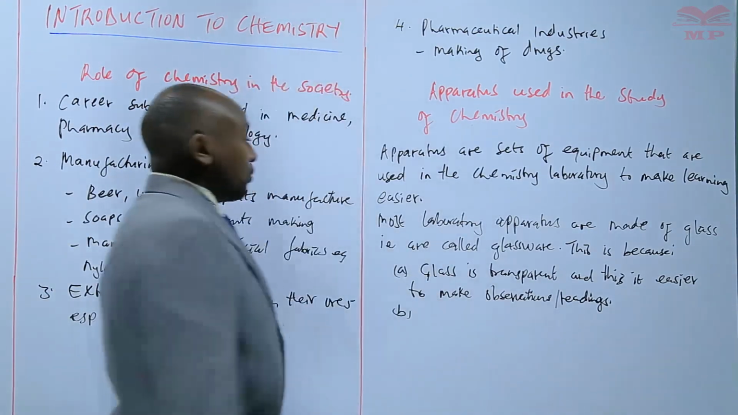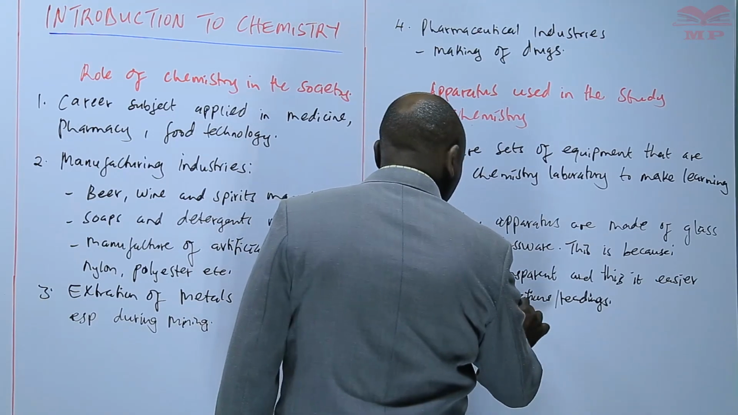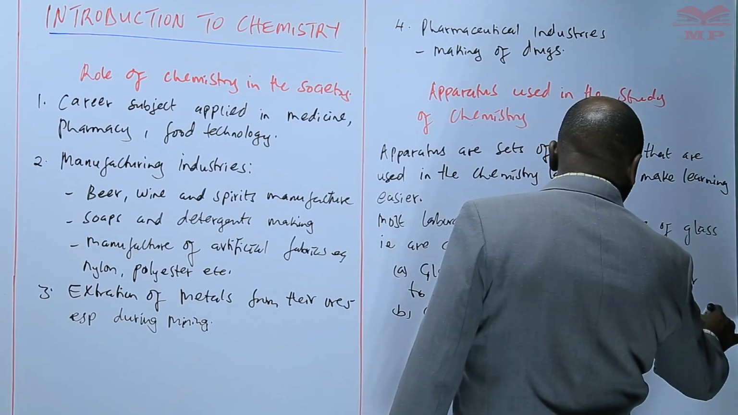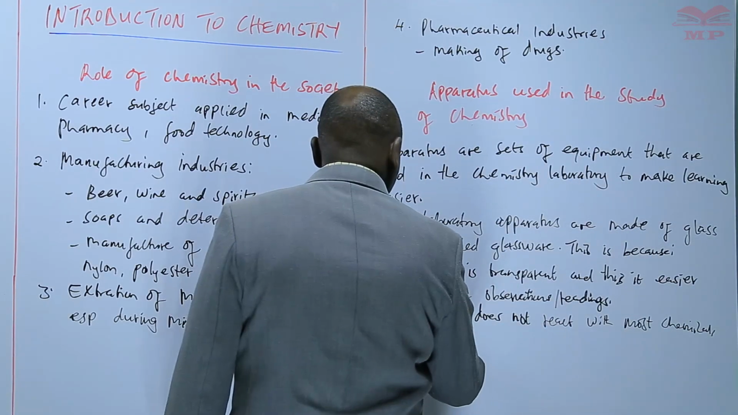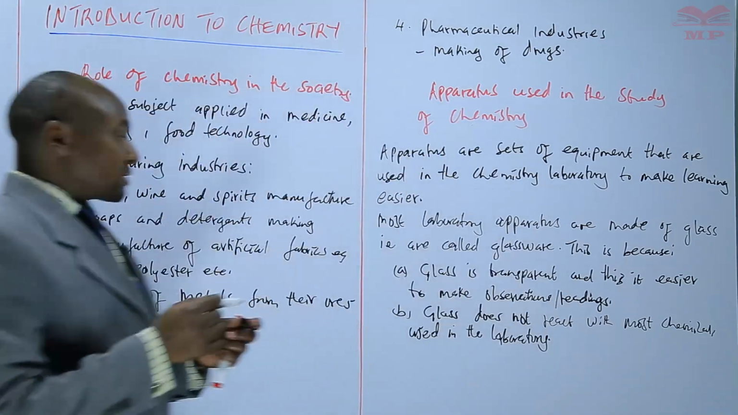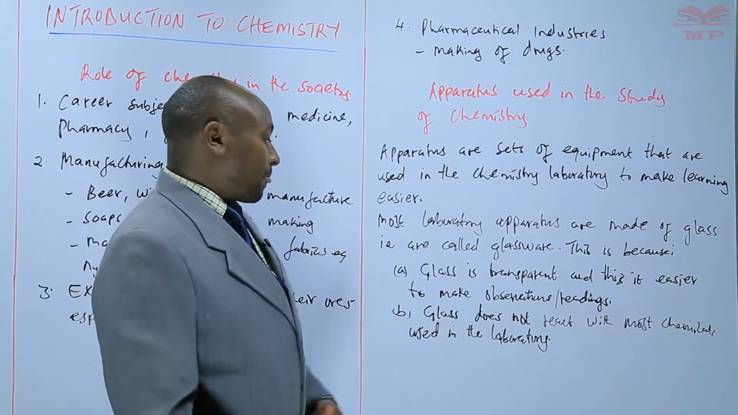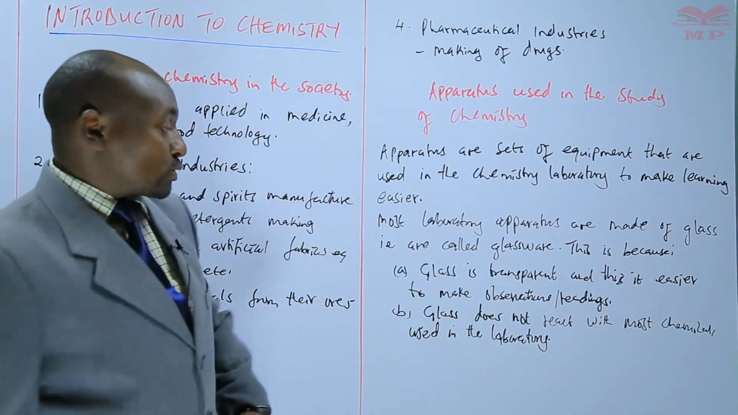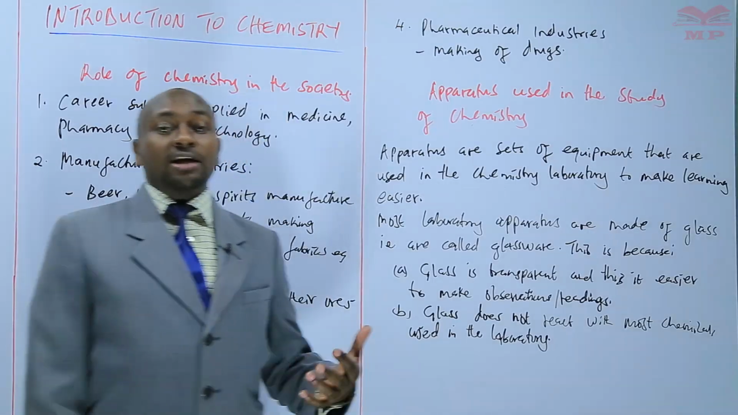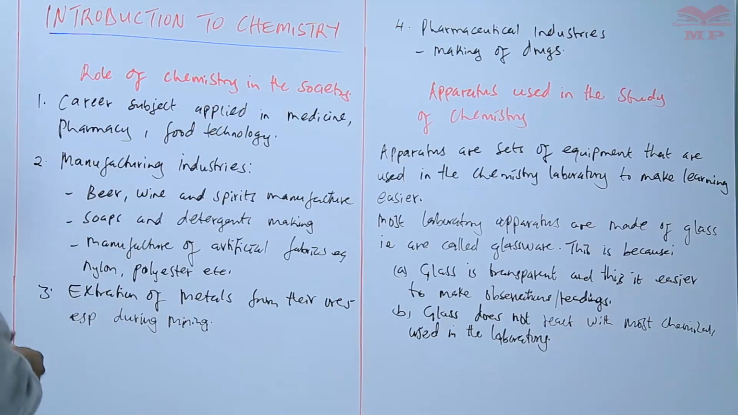The other reason why most of the laboratory apparatus are made of glass is because glass does not react with most chemicals used in the laboratory. So most of the chemicals used in the laboratory do not react with glass. Let's talk of acids. We have bases, they are applied there. We have most of the salts, they do not react with glass. So it is important that we understand why most of the laboratory apparatus are made of glass, or they are referred to as glassware.